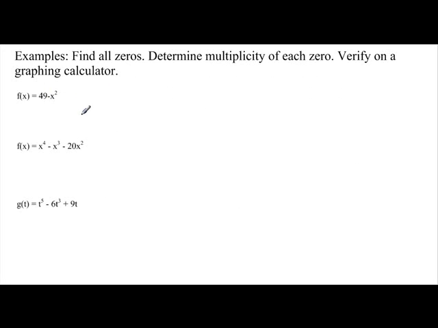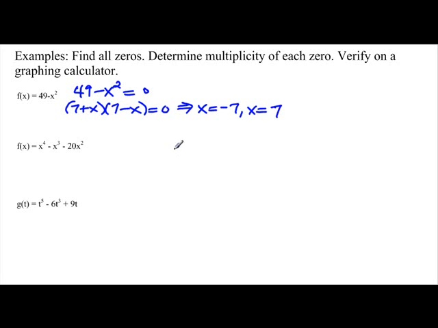So let's look at some examples. We want to find the zeros, determine the multiplicity, which I'll define as we go through it, and I have another slide that will tell you specifically what that is. And then we're going to verify on a graphing calculator. So f of x equals 49 minus x squared. To find the zeros, I've got to set the expression 49 minus x squared equal to 0. Well, that is the difference of 2 squares, so we can factor that to be (7 plus x) times (7 minus x). So therefore we find that x equals -7 and x equals 7 are our zeros.